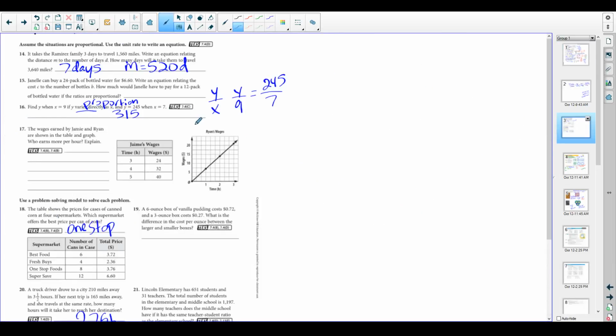Okay. On the back side, almost done. Like 4 questions left. 5 questions left. Janelle can buy a 24-pack of bottled water for $6.60. Write an equation relating the cost to the number of bottles.